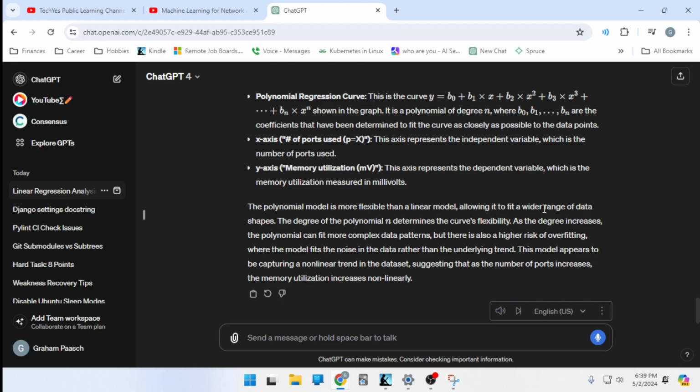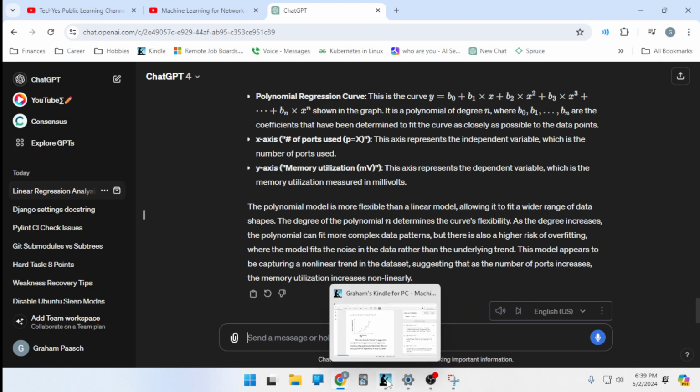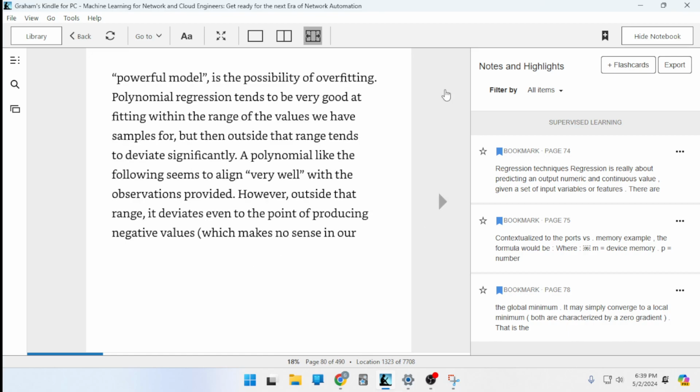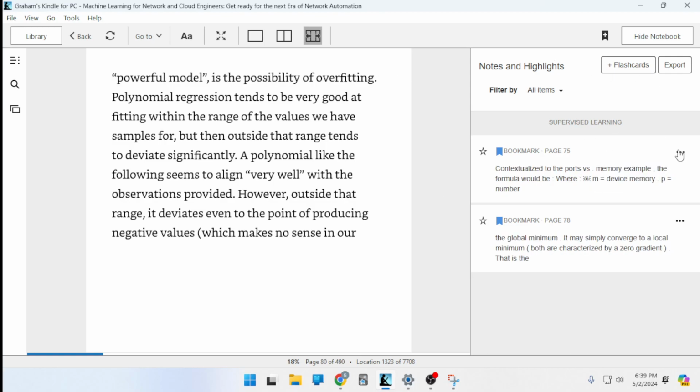This model appears to be capturing a nonlinear trend in the dataset, suggesting that as the number of ports increases, memory utilization increases nonlinearly. All right, so that was good. So we can estimate curves as opposed to straight lines to approximate our regression function using polynomial regression. The risk with polynomial regression, as with any more powerful model, is the possibility of overfitting, as was mentioned in ChatGPT.